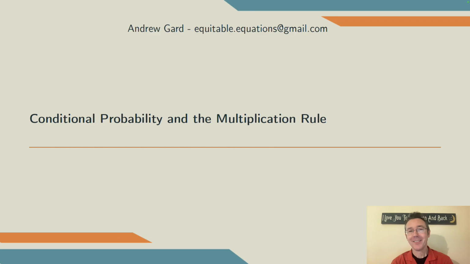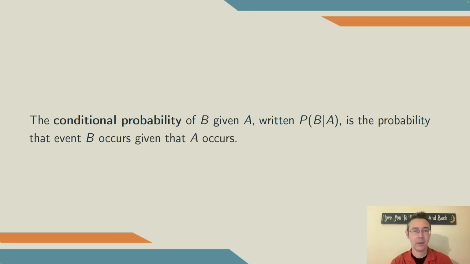Hey everybody. Today we're talking about conditional probability and the multiplication rule. We're in a situation where we know that one event, A, has occurred, and we're interested in the probability that another event, B, occurs, given that information about A.